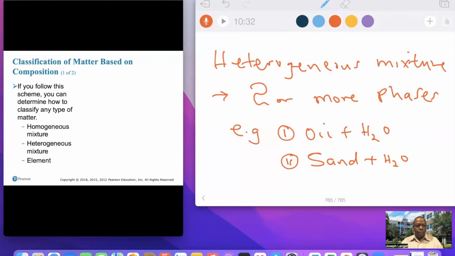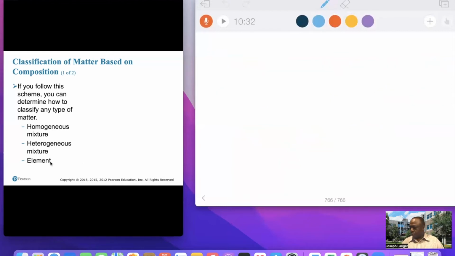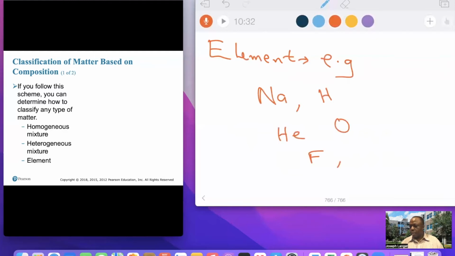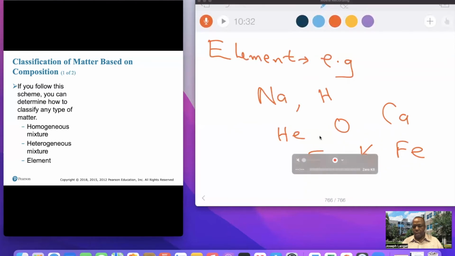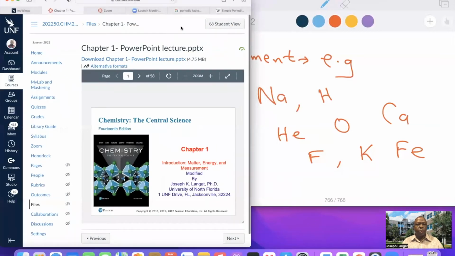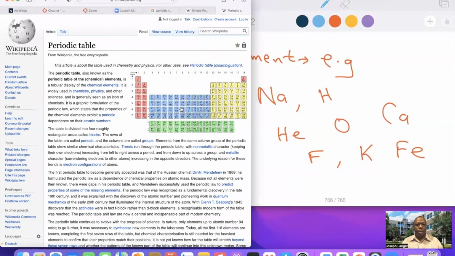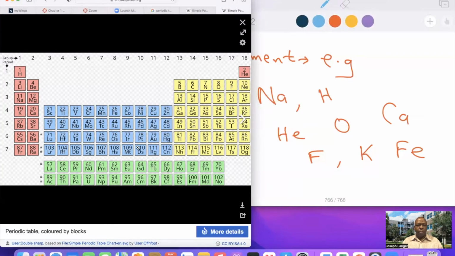And then there is the element. We can classify a substance as an element. Elements are the fundamental building blocks, the simplest part of matter. Examples on the periodic table: sodium, hydrogen, helium, oxygen, fluorine, potassium, calcium, iron, just to give you a few examples. I want you to start learning the elements on the periodic table. I meant to share with you the periodic table, let's see if I have it here. These are a few elements.